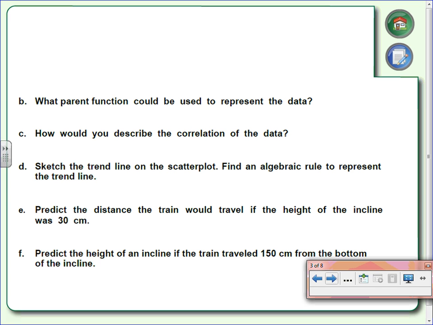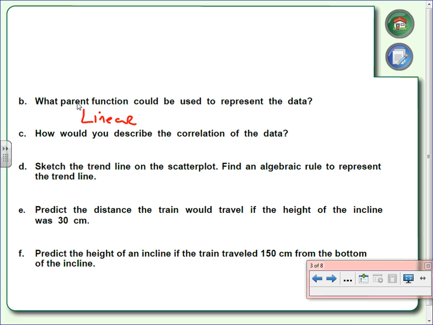We have a choice. We have linear, we've got quadratic, we've got square root, we've got absolute value, and we've got some of those others. The question is, what do these points look like? Linear. They look like a line. So that's what we're going to put for part B here. This would be a linear function. Why? Because all the dots are lining up in what looks like a straight line.